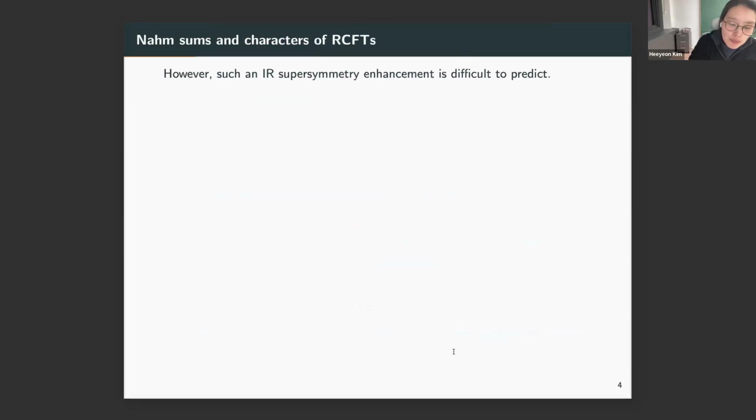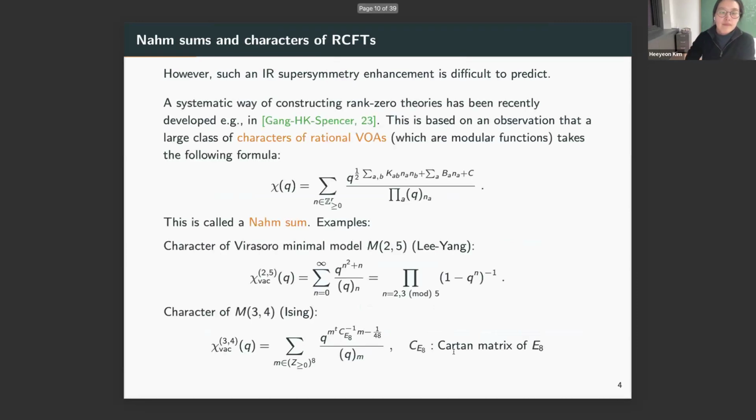But in general, it's not going to be easy to systematically generate such an example, because such an IR supersymmetry enhancement is in general difficult to predict from the UV gauge theory.